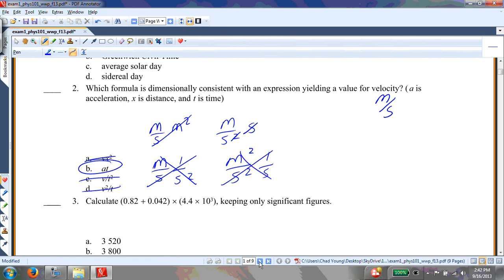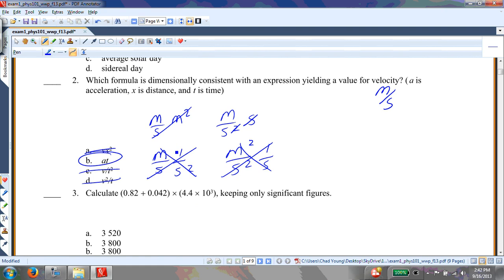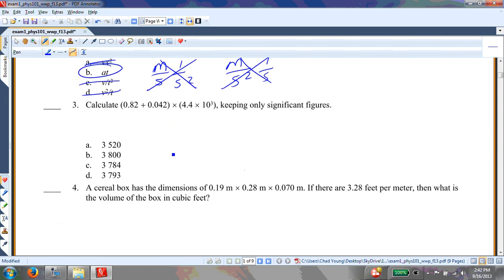All right, calculate these, keeping only significant figures. Well here, I'm going to keep the lowest number of decimal places. So I'm going to have 2 decimal places, so that would be 0.86 times 4.4 times 10 to the third, or I can write it as 4,400. So here I have two sig figs for both of these, so I'm going to just keep 2 sig figs, so the answer will be B, 3,800.